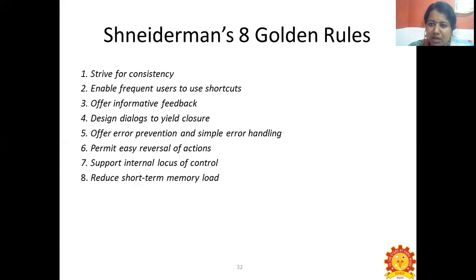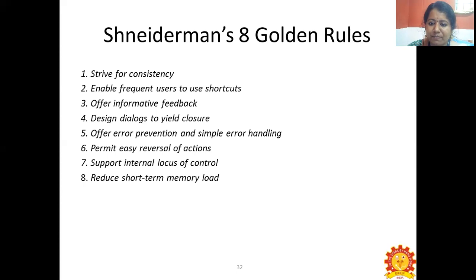First, we are going to see about Shneiderman's 8 golden rules. The 8 rules are: first, strive for consistency. Next, enable frequent users to use shortcuts. Third, offer informative feedback. Fourth, design dialogues to yield closure. The fifth rule, offer error prevention and simple error handling.